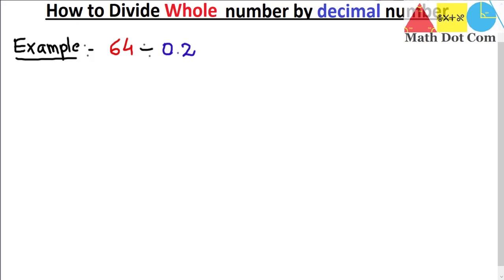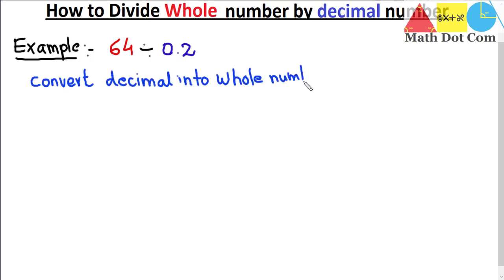A decimal number has a decimal point in it, and a whole number has no decimal point in it. So this is how they differ. So let's start. What we have to do is multiply both the whole number as well as the decimal number by 10 or multiples of 10 in order to make the decimal number a whole number. It means our first step is to convert the decimal into a whole number. For that purpose, we have to multiply the decimal as well as the whole number by 10 or multiples of 10 until we get a whole number.